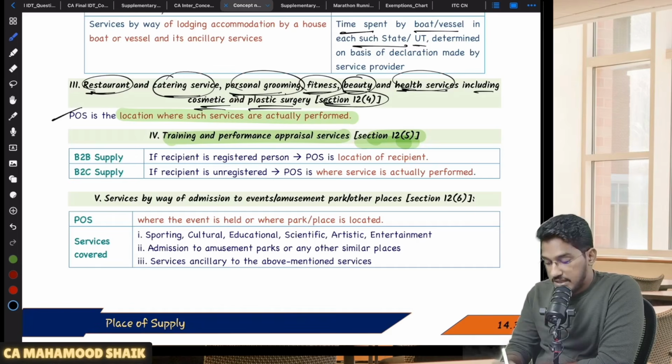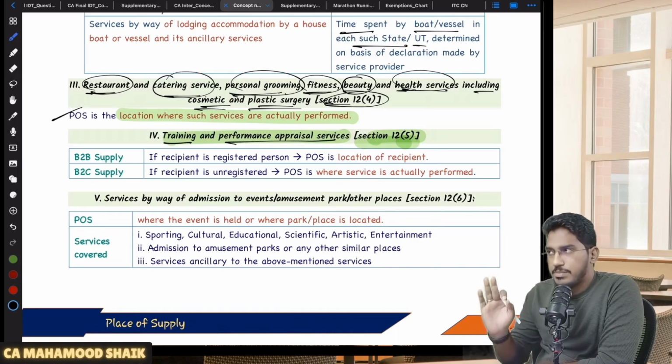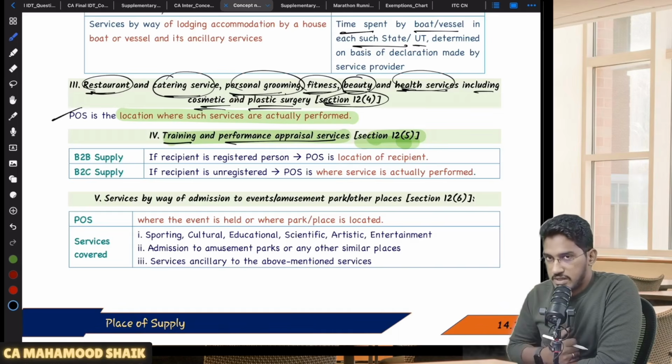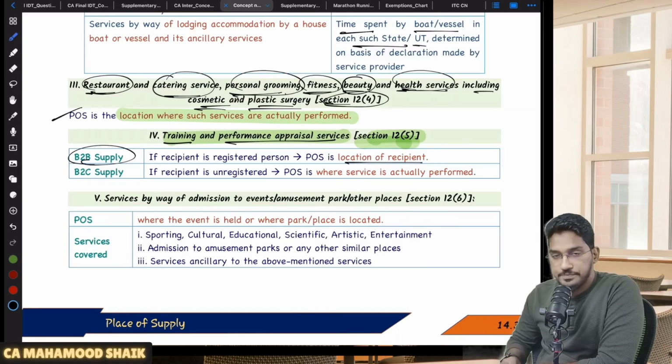So in case you are a supplier providing the services of training and performance appraisal services, sir, how to determine place of supply? Very simple. It depends on the location. It depends on what is the status of the recipient. If the recipient is a registered person, that means if it is a B2B supply, always and always location of recipient.